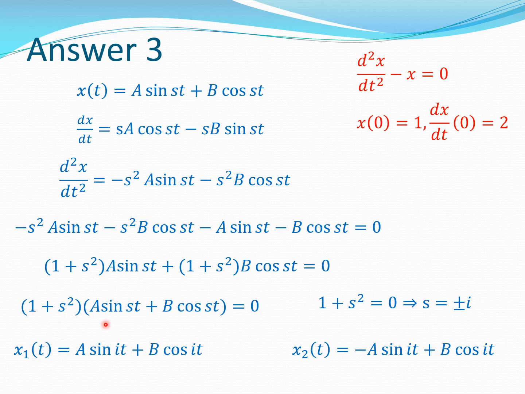Now looking at this equation, I of course don't want this a sin(st) plus b cos(st) to be 0, because that would mean that there is essentially no response in the system. That's a trivial solution. So I say 1 plus s squared is 0, and immediately I get s is plus or minus i. So remember, i is of course the root of negative 1. Now, therefore, I'm going to get two solutions of this equation. x1(t) is a sin(it) plus b cos(it). So remember here that s was i, so I made that substitution.